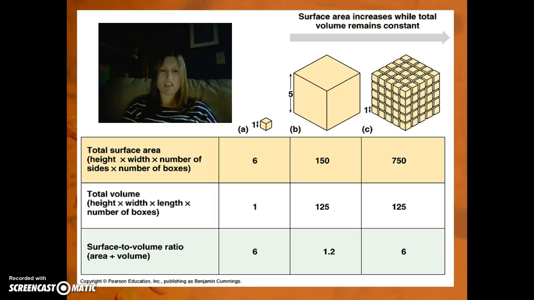Height times width times length. So his surface to volume ratio is 6:1. So he has a 6. Now check out the big guy.